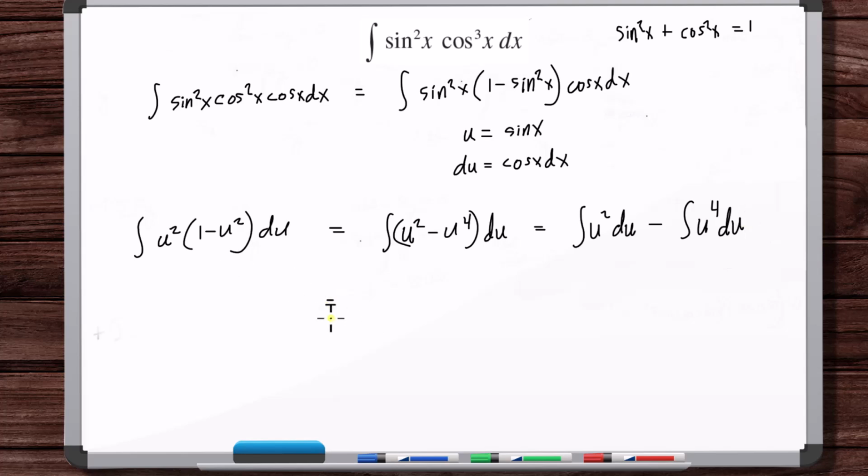Okay. So we can separate this into two separate integrals. So there's the integral of u squared and u to the fourth, and now just substitute the u back in. So 1/3 sine cubed of x minus 1/5 sine to the fifth of x. So there's the capital F of x. We just need to add plus c.